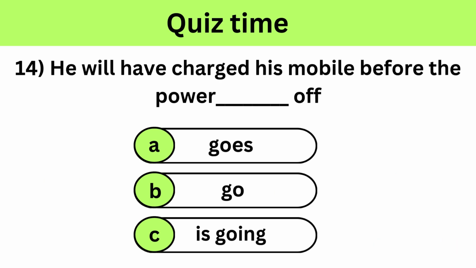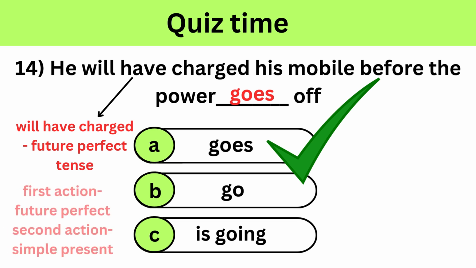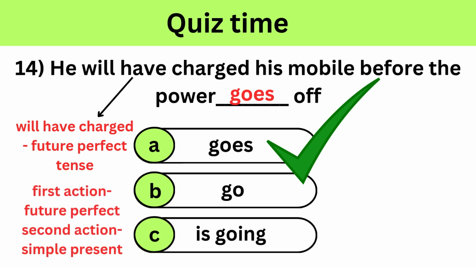Question number 14. He will have charged his mobile before the power dash off. Option A, goes. He will have charged his mobile before the power goes off. In this sentence, will have charged is in the future perfect tense, indicating that the action of charging the mobile will be completed before another future event. When the first action is in the future perfect tense, the second action should be in the simple present tense. Hence, goes is used here.